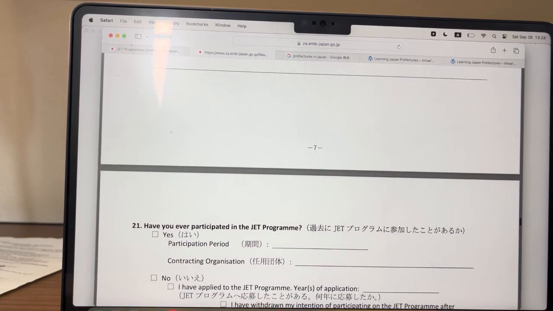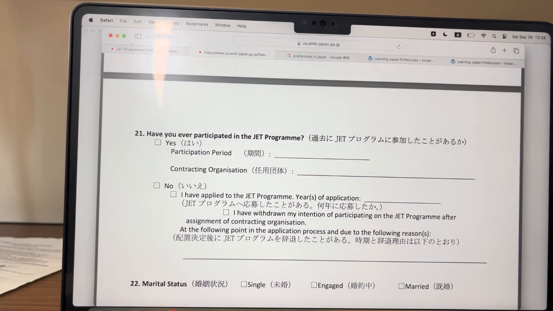Now we move on to number 21. Have you ever participated in the JET program? If your answer is yes, then you mark with an X, and then you write your participation period. If you participated in 2022, then you write 2022. In 1998, you write that.